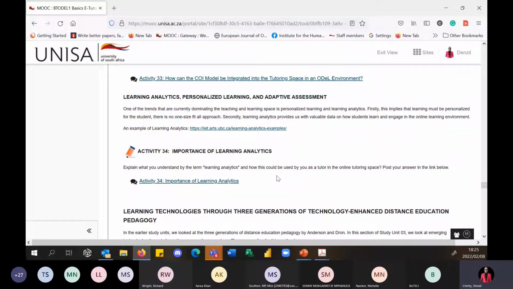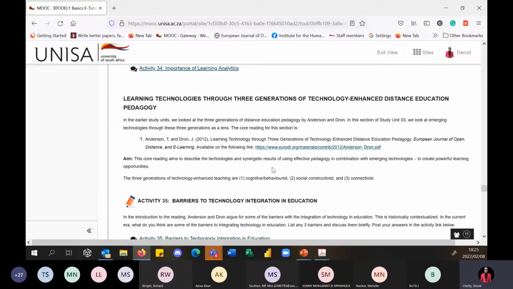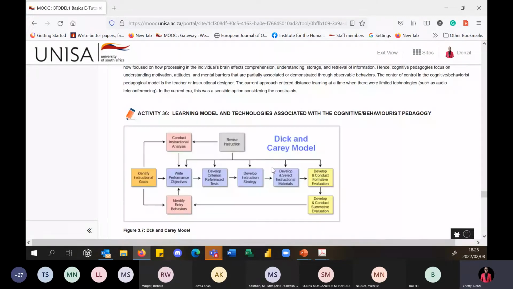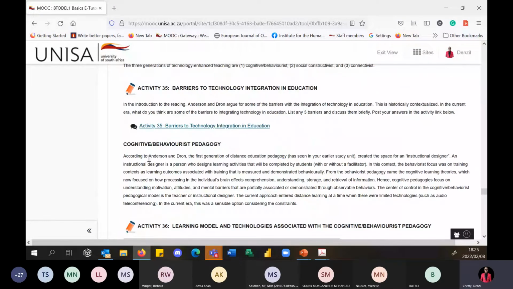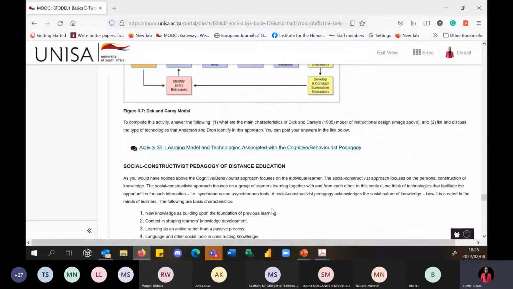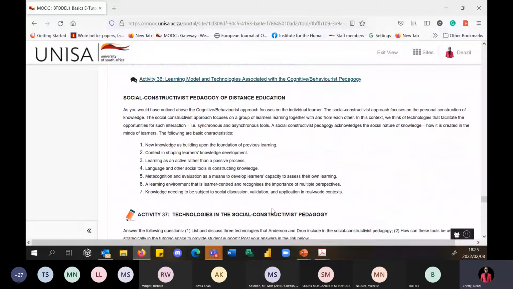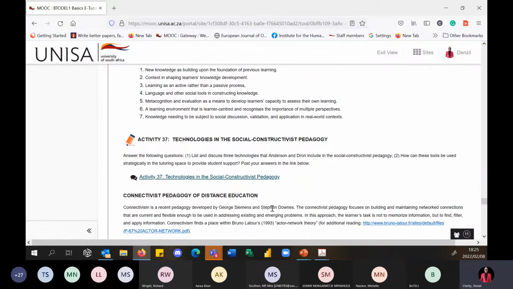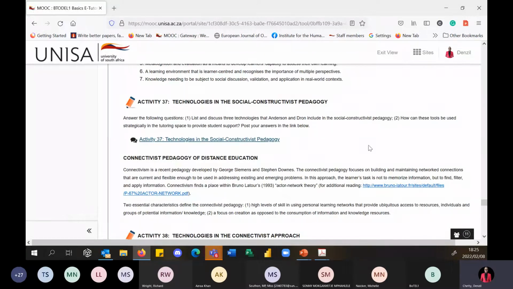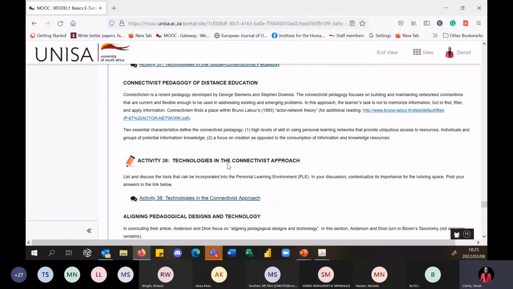Okay, then the learning technologies through the different generations. We talk about the different approaches, for example, the cognitive behaviorists and the social constructivists, and we talk about the different technologies that are used as part of these approaches. In some cases, it talks about, for example, discussion forums, blogs, etc., that are tools that we use as part of this learning experience. And Richard will demonstrate next week in his session, specifically focusing on the digital tools, some of the functions that form part of these different pedagogical approaches.